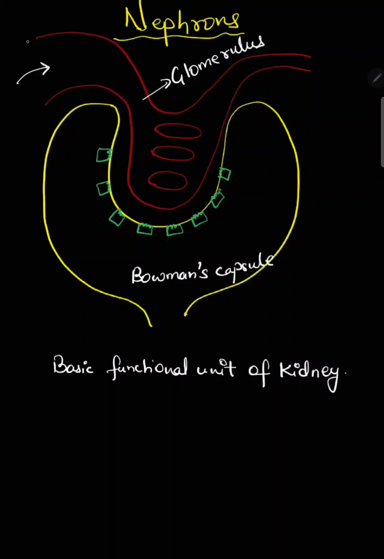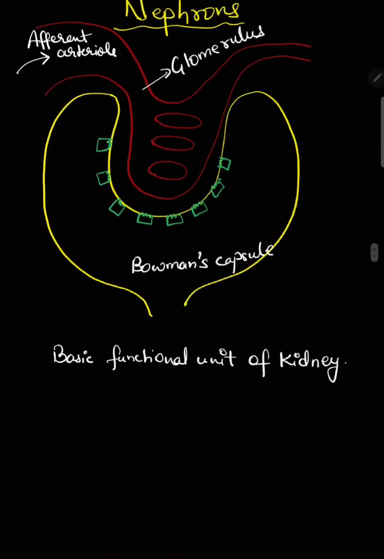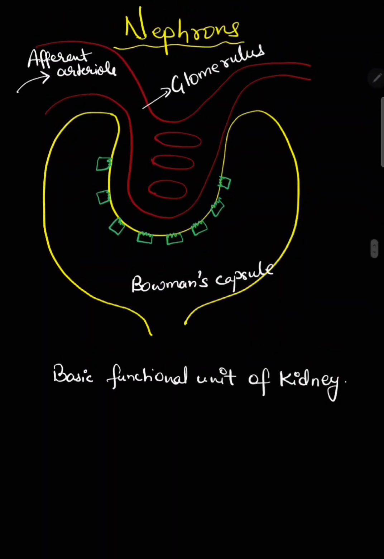This portion which is broader, which has the broader diameter, is called the afferent arteriole. Both are arteries, the subdivision of artery, not vein. Okay, this is the afferent arteriole, and this portion which has the narrow diameter is called the efferent arteriole. It is not a vein, it is an arteriole.